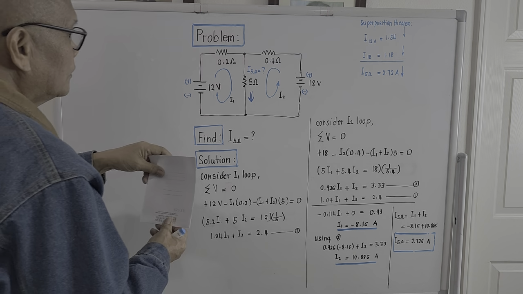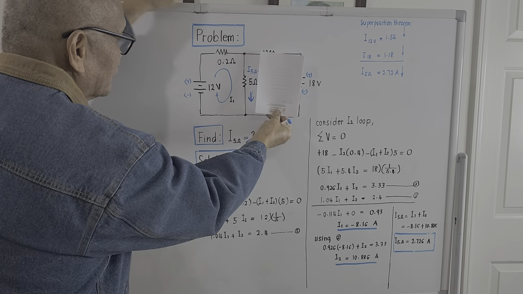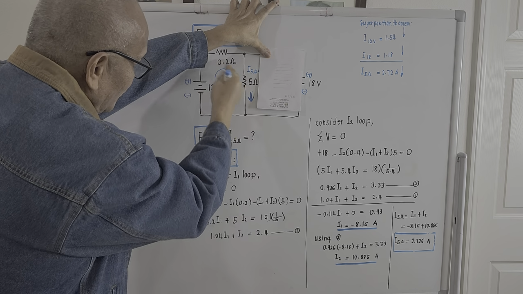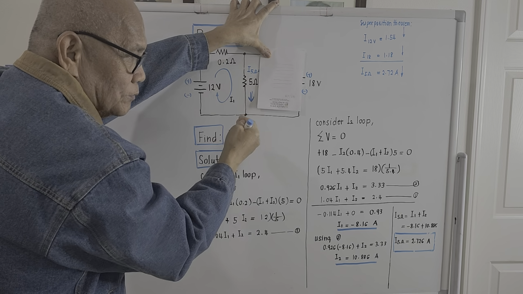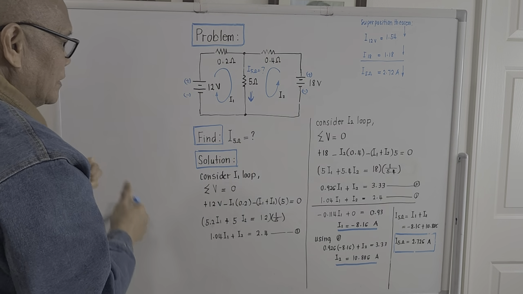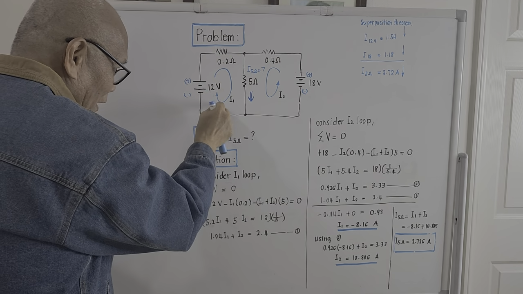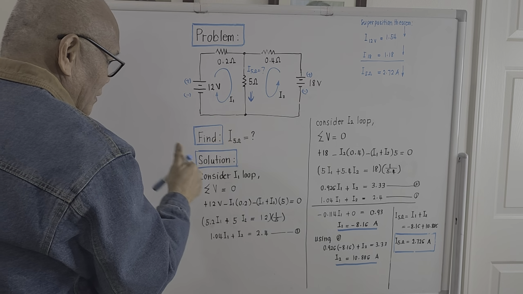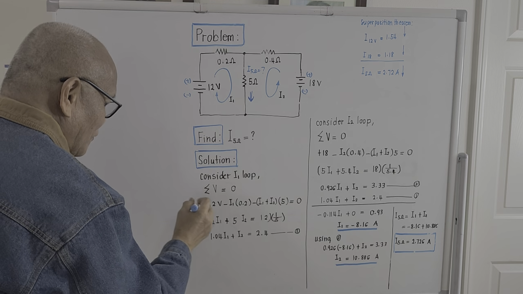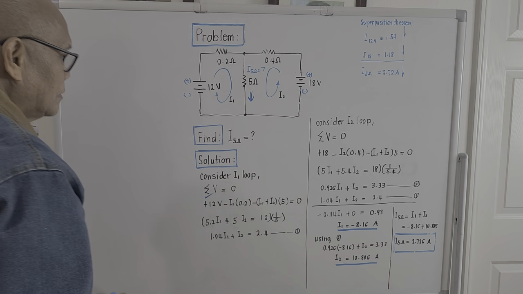For the meantime, we consider the left loop. We forget this one first and cover it. We just take the summation of the voltages considering the left loop. We follow the loop of I1. This 12 volts is a voltage source, so this is actually plus 12 volts.